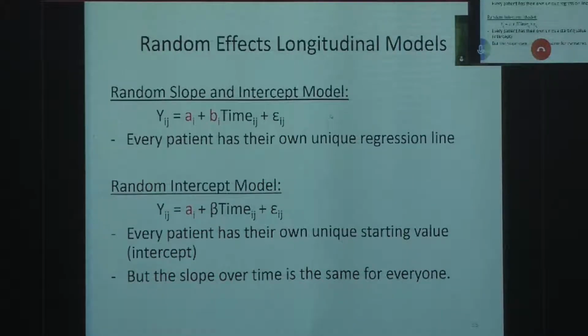Unfortunately, there is a choice you still need to make. So I've been showing you this model where each patient has their own unique regression line. Both the starting point and the slope are unique to the person.